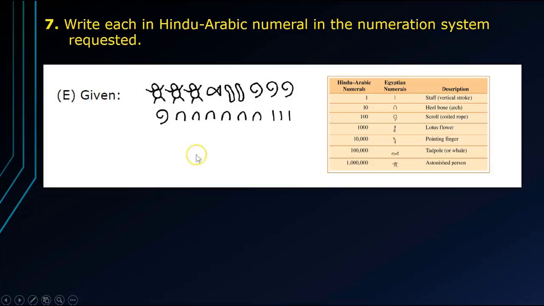For this one here, given these Egyptian symbols, and given these over here, I'm going to translate this number. So I have 3 astonished persons. That's 3 million. I have 3 times a million, plus 100,000, plus 2 10,000s, plus 1, 2, 3, 4 100s, plus 6 10s, plus 3 1s.